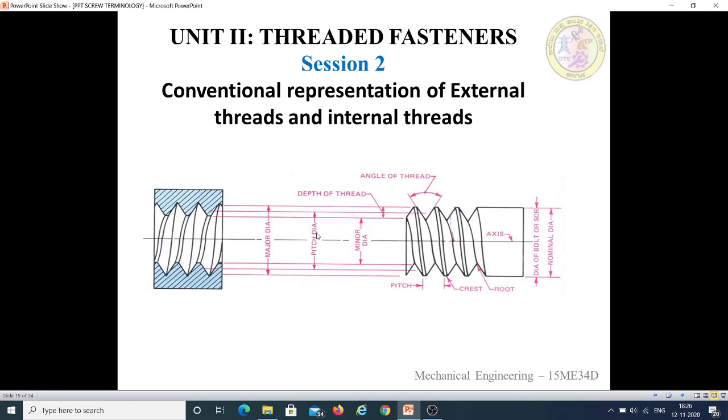The next one is pitch circle diameter. It is also called effective diameter. It is the imaginary halfway point of the thread. The next one is depth of thread. It is the distance between the crest and root. It is measured perpendicular to the axis of the thread.